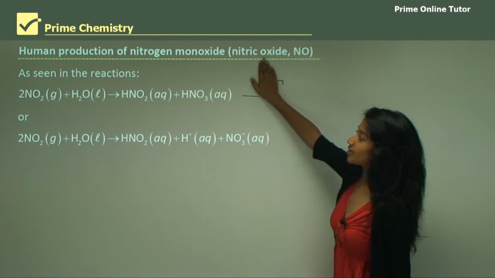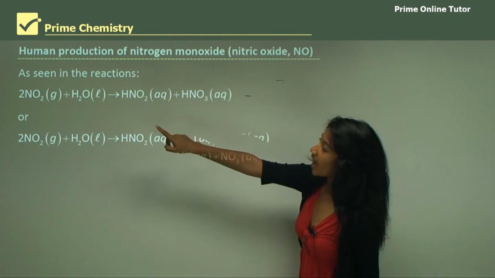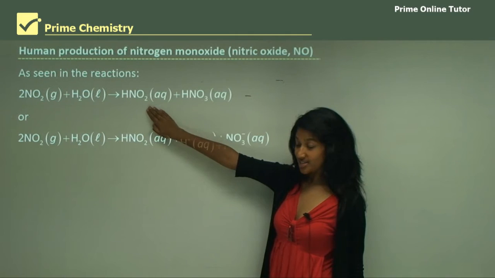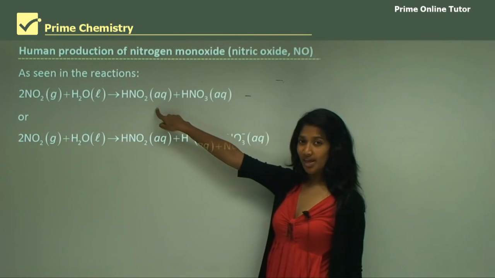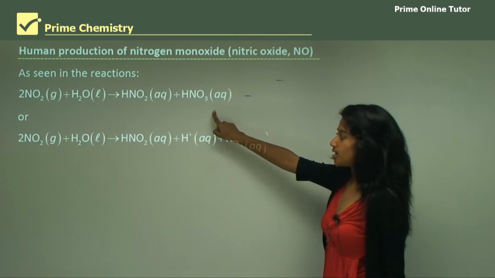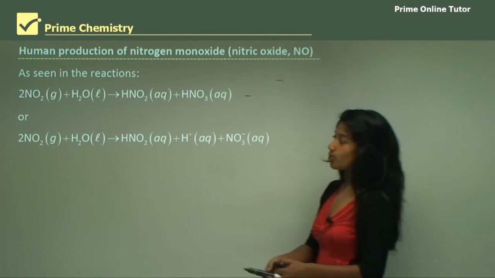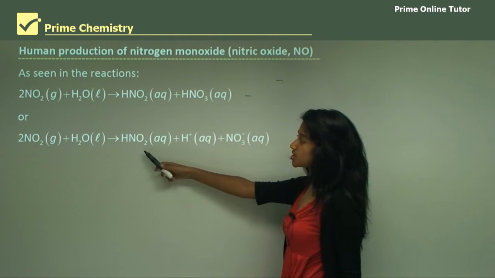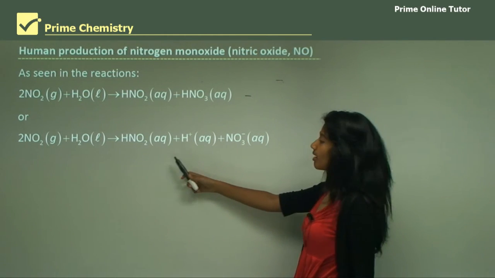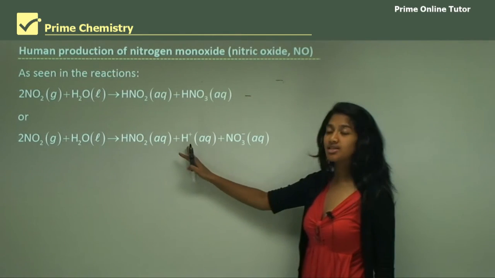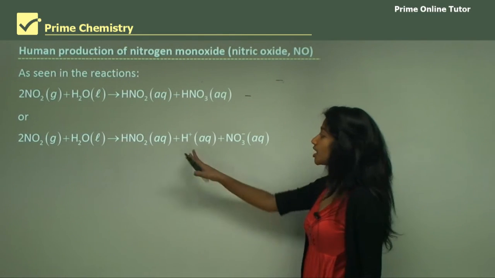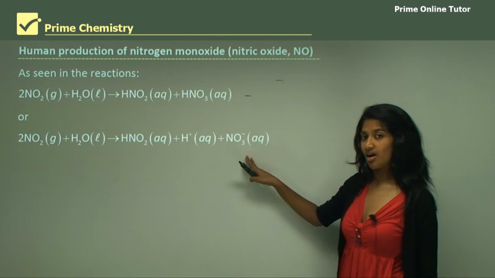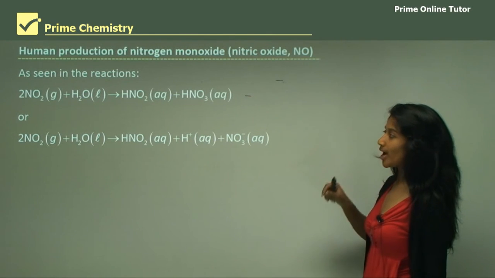Now, if we look at this, as seen in the reactions, NO2 plus water gives nitrous acid and nitric acid. This is the weak acid and this is a strong acid. Now we can also write it as this, where we have nitrogen dioxide reacting with water. It produces nitrous acid, which is a weak acid, and nitric acid, which is ionized. Because it's a strong acid, it readily ionizes. So we have hydrogen ions and nitrate ions present in our solution. So these are two ways that you can write it.